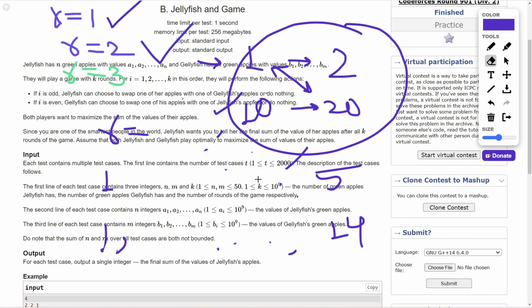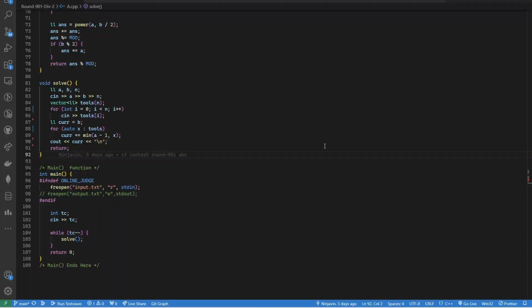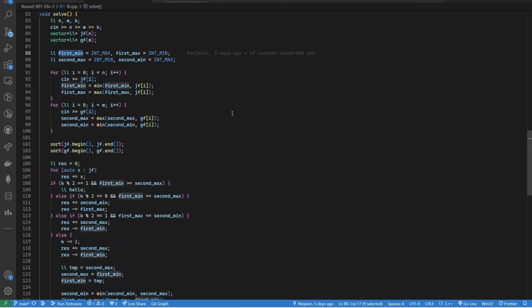Okay, so let's just go to the code. This is a basic implementation problem, so only the implementation part is there, nothing else. Here I'm just taking the inputs, and yes, this is what I was talking about, that we are only concerned about the minimum and the maximum value.